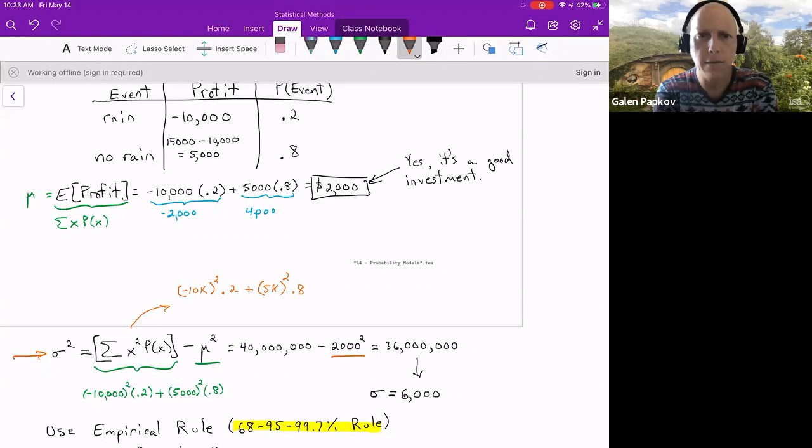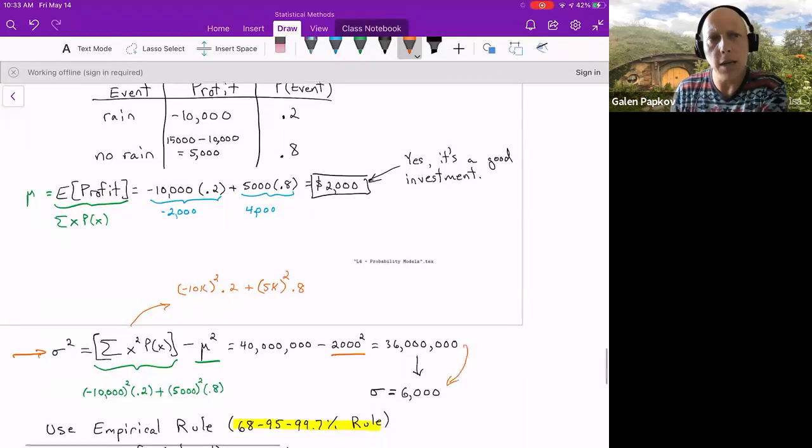And remember, when you square, you should not have any negative signs. So that negative 10,000 should become a positive value. If your calculator is not doing that, make sure you learn to use parentheses, or don't put the negative sign in, because you should know that it's going to be positive. But that's where the 40 million came from in that calculation. The variance is 36 million, which is a big number, but when you root that, you've got the standard deviation to be 6,000.